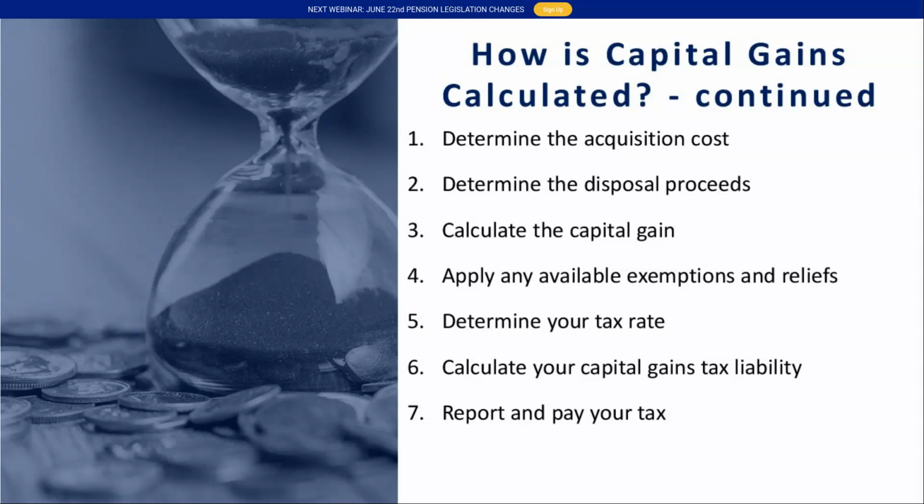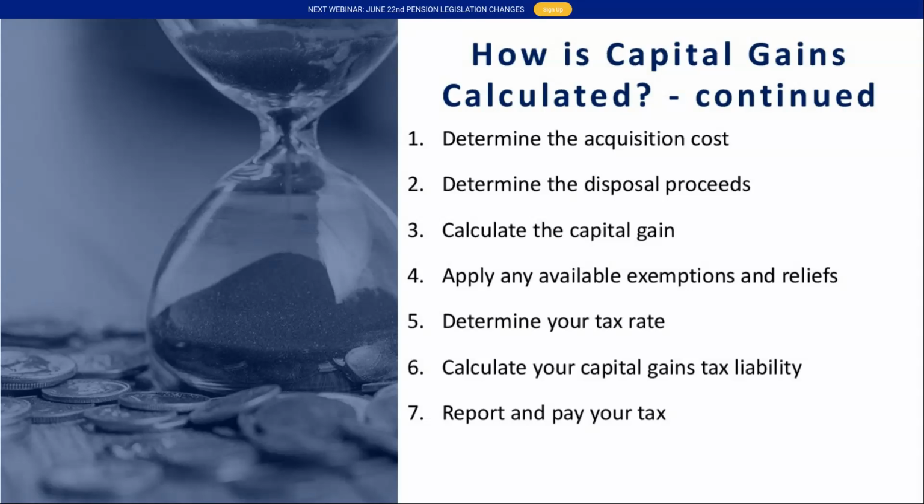Then step 2 is to determine the disposal proceeds. That's where we need to determine what you're actually selling the property for. From that price, you can take away allowable expenses like estate agent fees and legal fees. Once you take that away, you can determine your disposal proceeds. So for our easy example, say the disposal proceeds amount to £300,000.